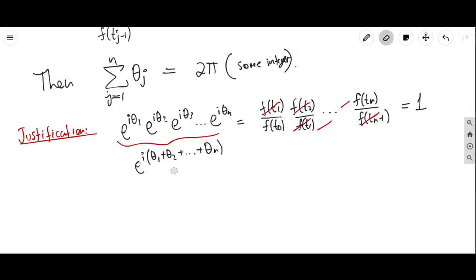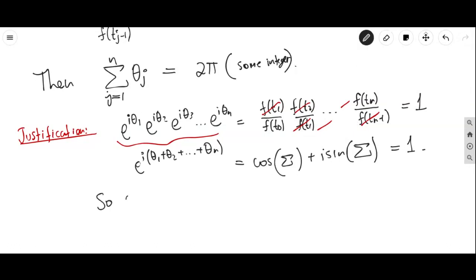By Euler's identity, if e to the i of an angle is equal to 1, then the sum has to be a multiple of 2 pi. What is this? This is cosine of the sum plus i sine of the sum is equal to 1. So when does that happen? Cosine of an angle is 1 when it's a multiple of 2 pi, and sine is 0. So the sum of the angles has to be a multiple of 2 pi, that is, 2 pi times some integer.